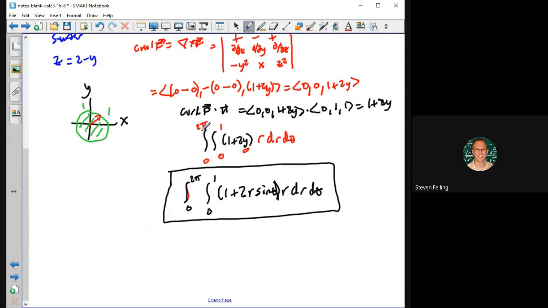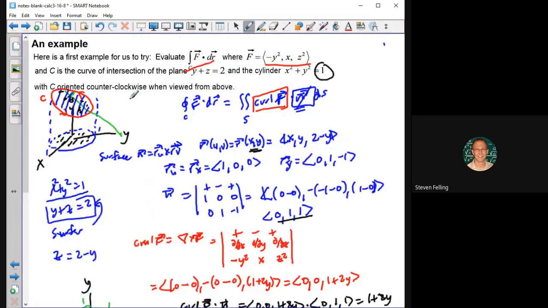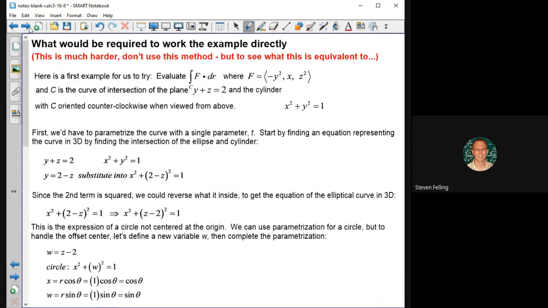Instead of working this out by parametrizing the curve and then integrating along the curve the dot product, we're going to take the curl of the field and take the dot product with n, and then double integrate that over the area. Okay, so just to show that even though this is a lot of work, this is less work than doing a parameterization of the curve and integrating f dot dr directly. In the notes, there are all the steps for that. Okay, what you would have to do, I'm just going to go through it here fairly quickly, but you can read it completely in the notes.